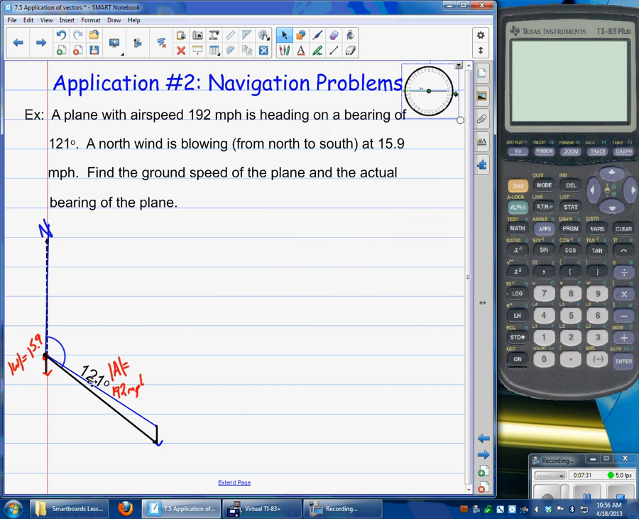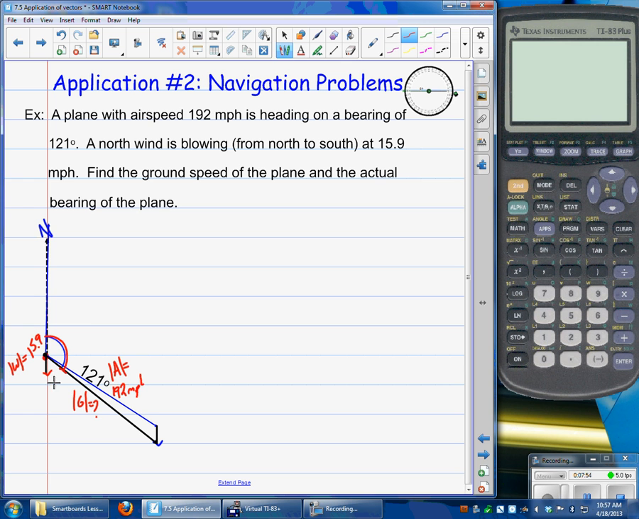So we got a little sketch made up. Here's the resultant. This is going to be our G vector, or ground speed vector. That's the one we need to know the magnitude of, and we also need to know the bearing from due north to that ground speed vector, because that's going to be kind of the actual path of the plane. All right, so here we go.